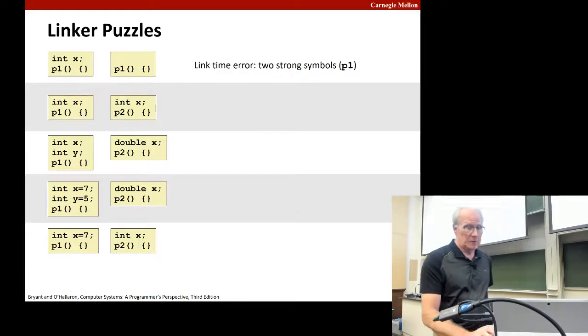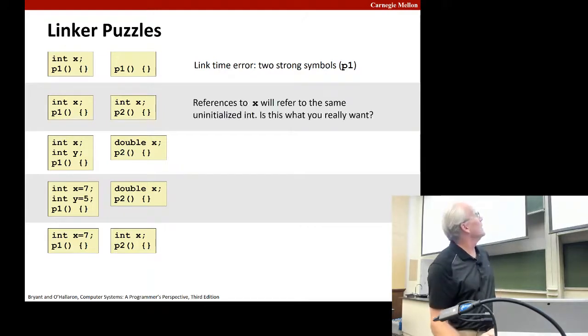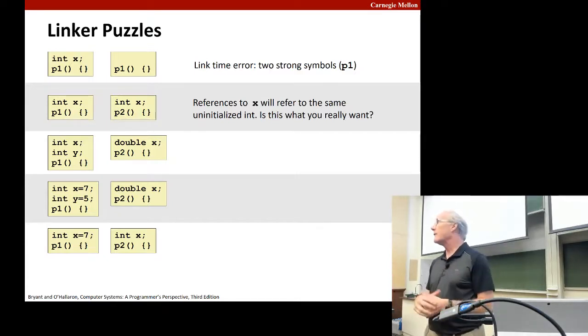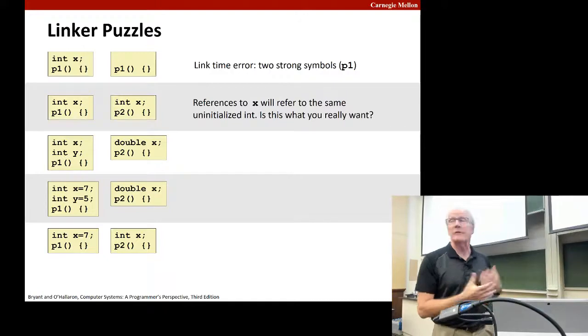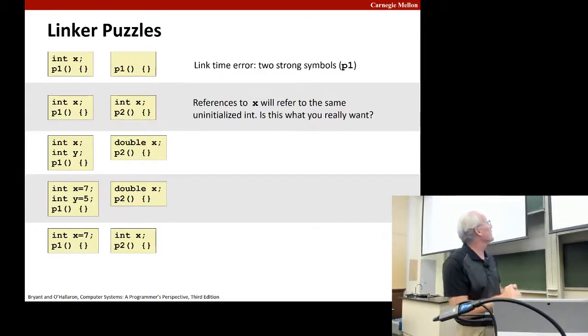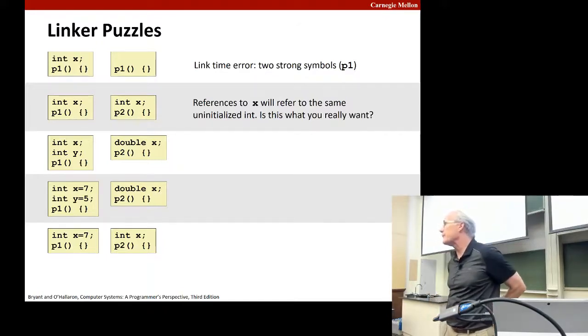What about the second one? So now I'm calling P1 and P2, so they're distinct. And X is weak in both places, and so it will basically arbitrarily choose which of the X's to call the globally used X. Now we get into some funky stuff. What if we have, you'll see X here on the next one is weak in both places, but it's declared with two different types. What do you suppose will happen there?